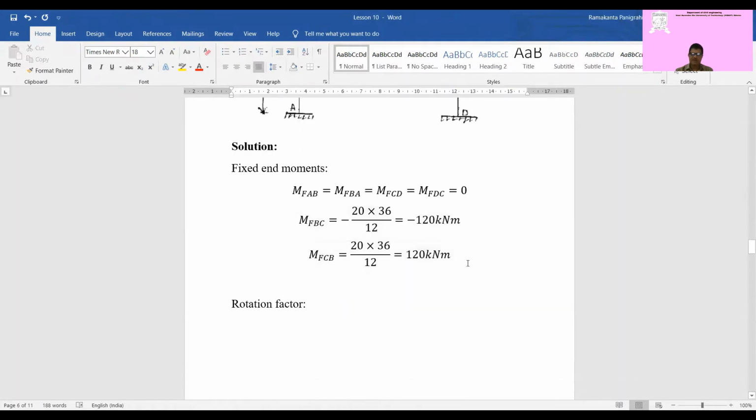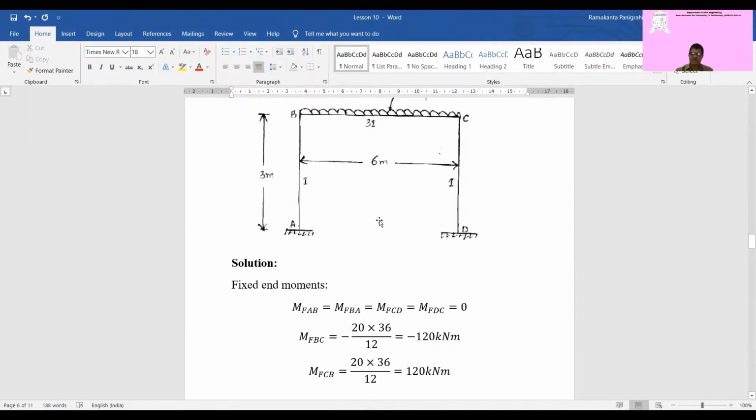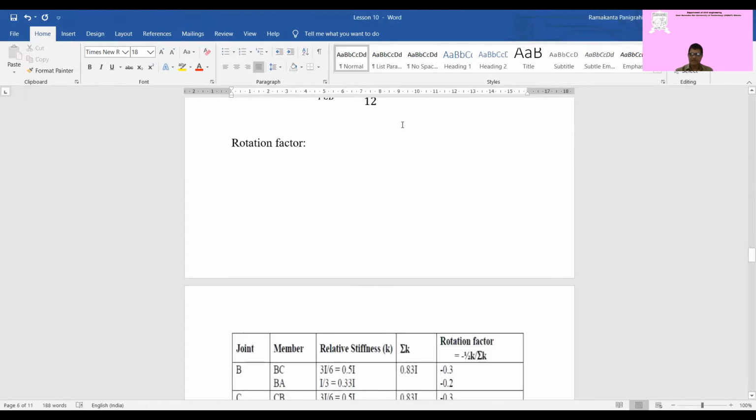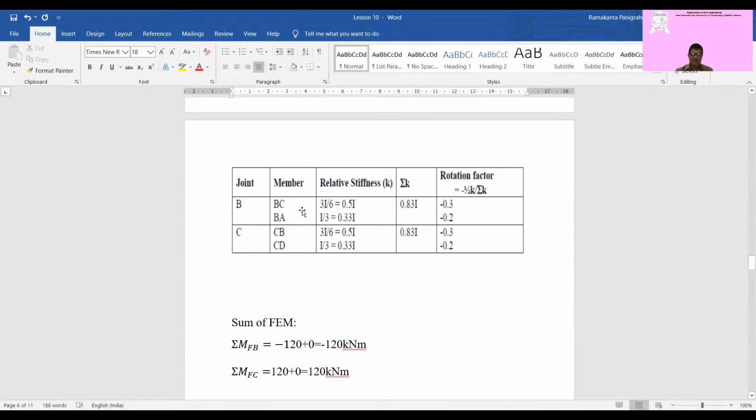Minus 120 and plus 120. Rotation factor as far as concerned, this will be I by L, this will be I by L, this will be I by L, because these are all fixed. But here I is equal to 3I. That you have to take care while calculating the value. So you just see now, BC is 3I by L, but BA is I by L. So I by L, I is 3I here. Similarly, CB 3I by L, CD I by L.